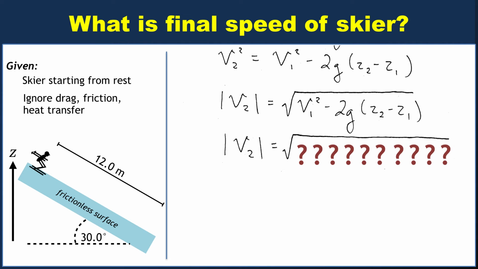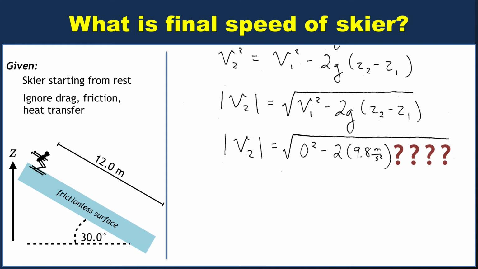First let's tackle v1. We're told that the skier starts from rest, and if you remember, the convention in this class is that 1 happens before 2, so v1 is the initial velocity of the skier. That tells us that it must be 0. So we fill that part in, and we fill in 2g.